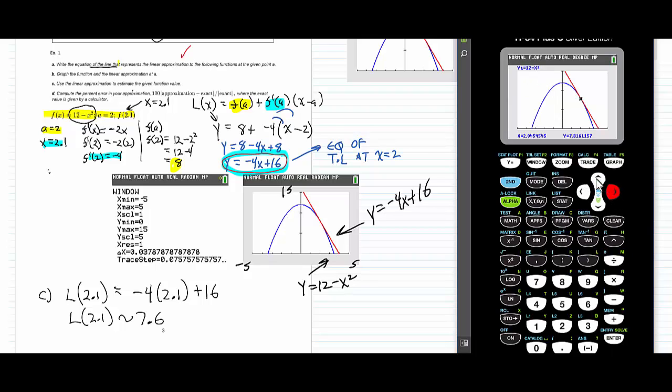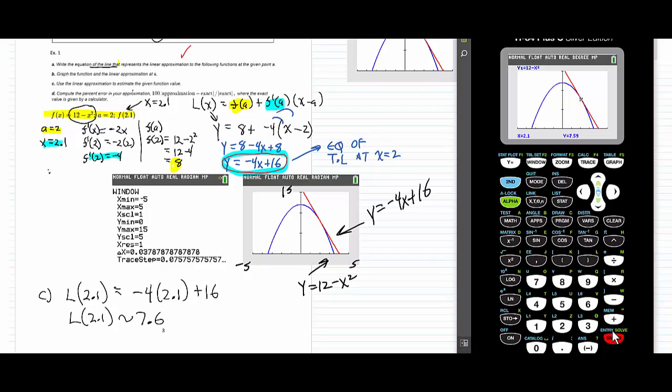You've got to go through and kind of toggle through. So if you traced on that tangent line at 2.1, what that's going to do is give the 7.6. Now look what happens if I traced at the function. If I trace on the parabola and I type in a 2.1, let's see how close we are to 7.6. We got 7.59. See, we're close.